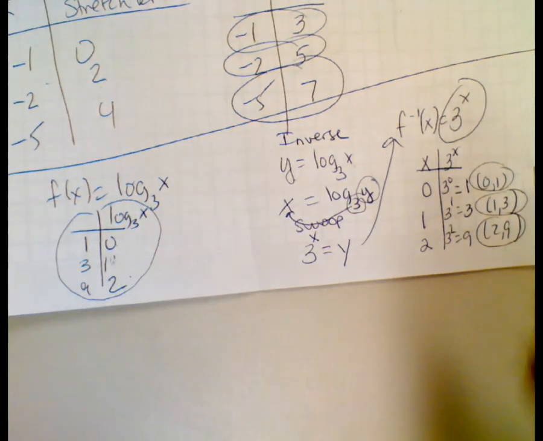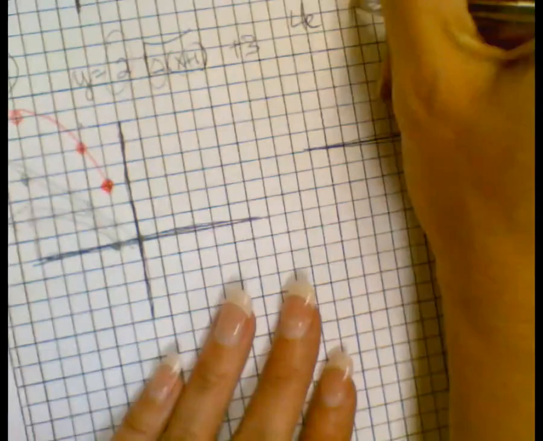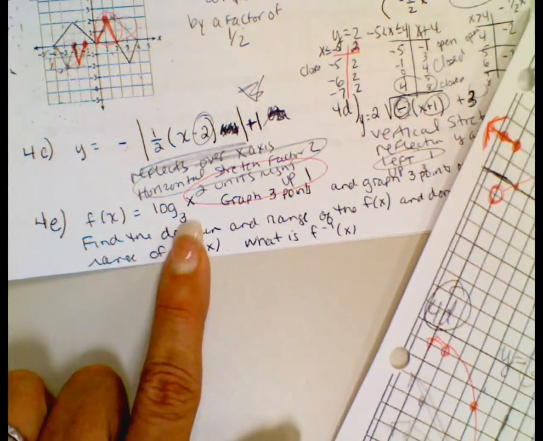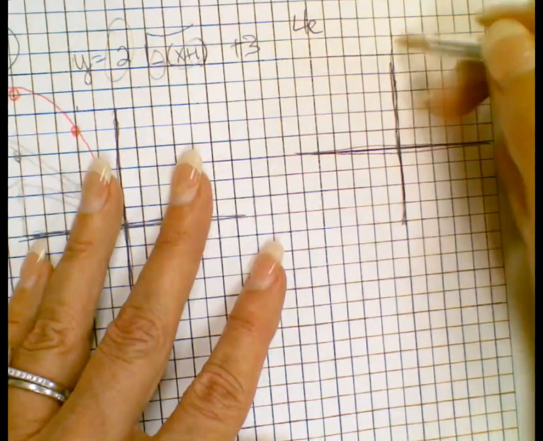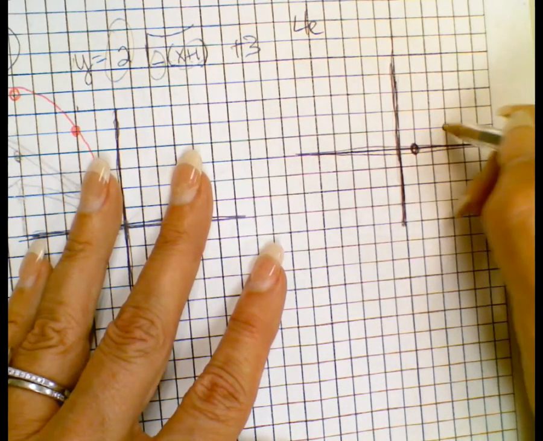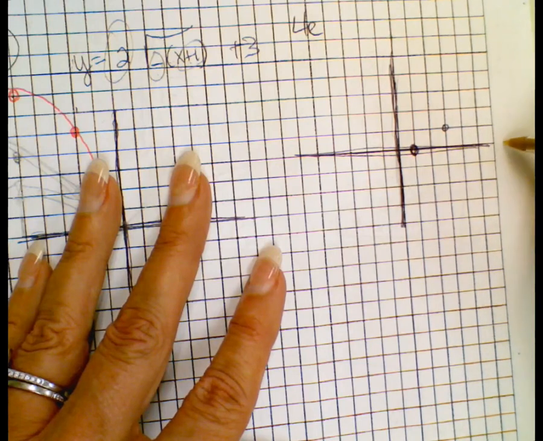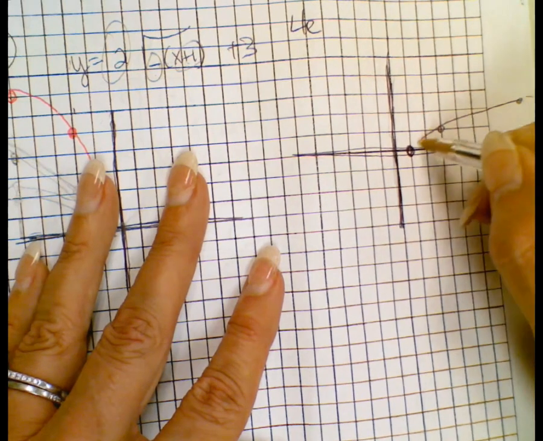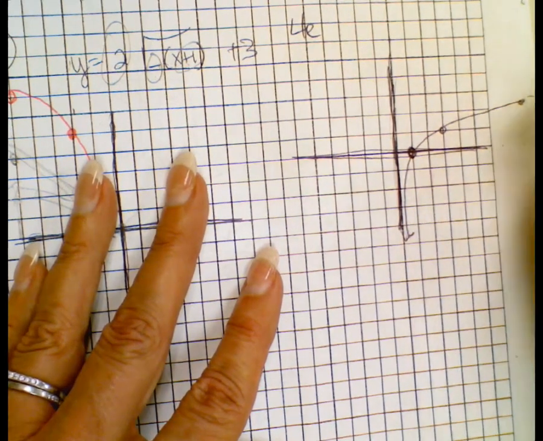All right, so we're graphing this one first. (1, 0), (3, 1), (9, 2). Here we go. We are graphing currently f of x equals log base 3 of x. And we just did that right here. It's (1, 0), (3, 1), and (9, 2). You also have to know that logarithms have an asymptote right here, the x-axis. So you have (1, 0), (3, 1), and (9, 2). So your first function looks like this. That's what f of x is.